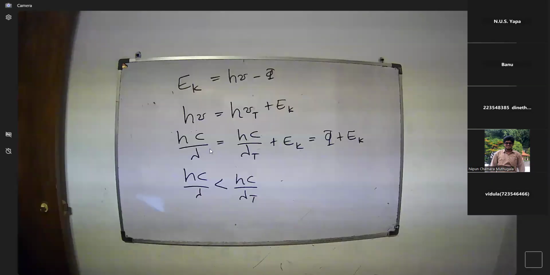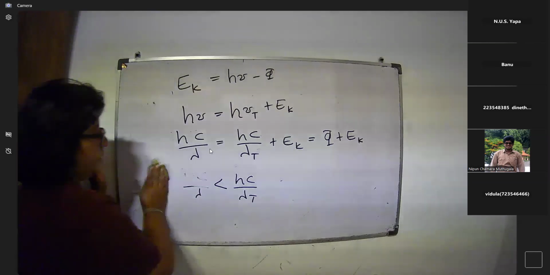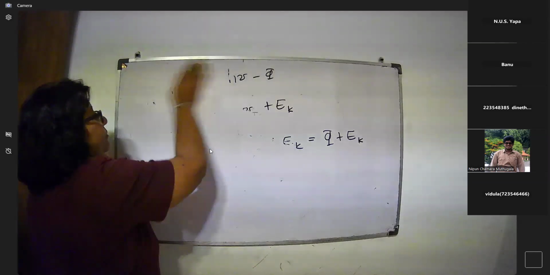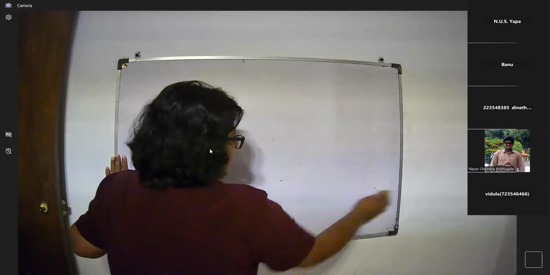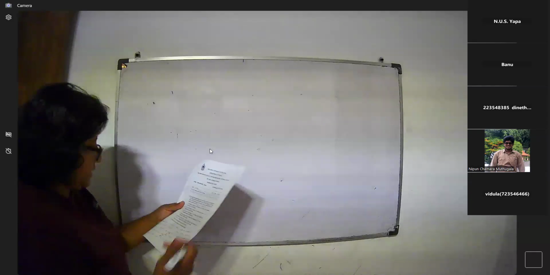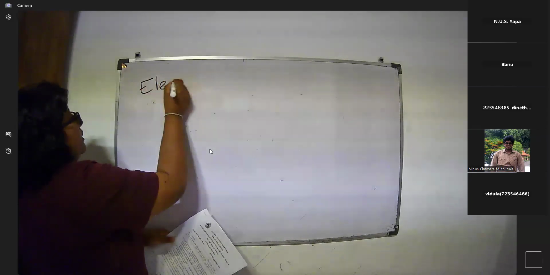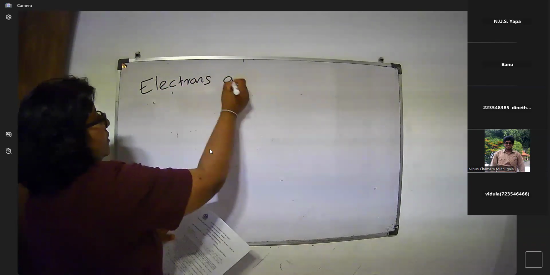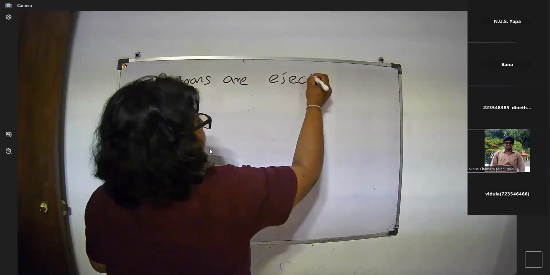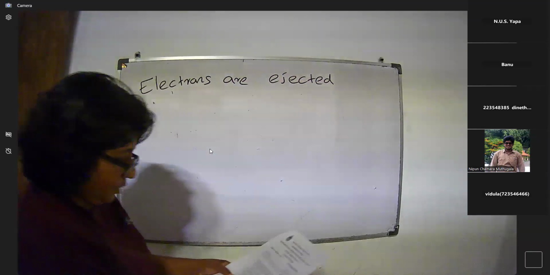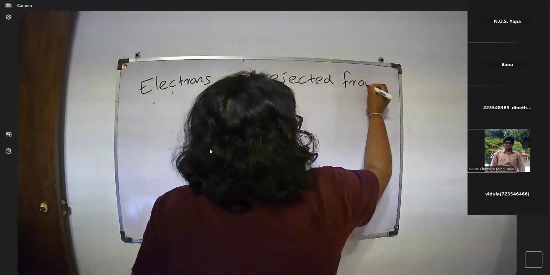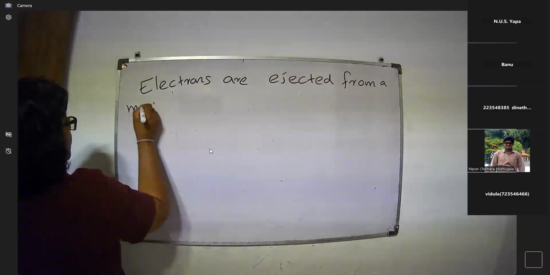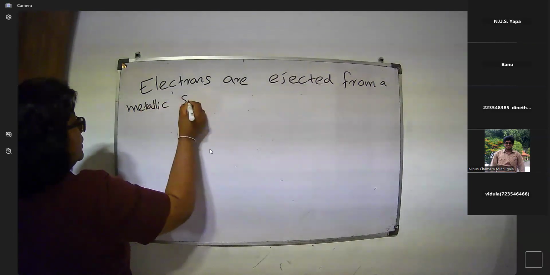Yes, correct. We will discuss some questions related to the photoelectric effect, right? Okay, I think you have to write down: electrons are ejected from a metallic surface.